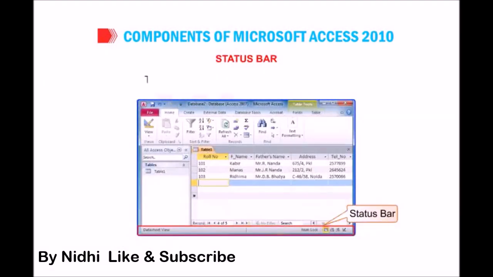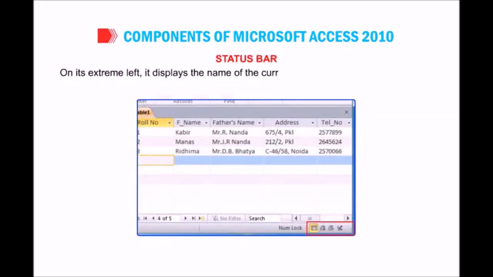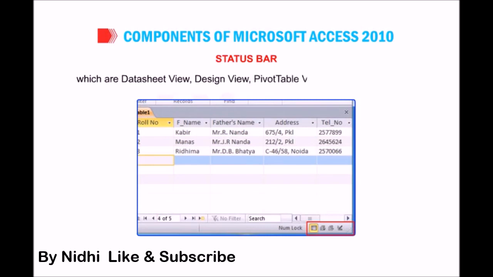Status bar. This bar is located at the bottom of the window. On its extreme left, it displays the name of the current view, and on its right, it displays 4 view buttons, which are Datasheet View, Design View, PivotTable View, and PivotChart View.